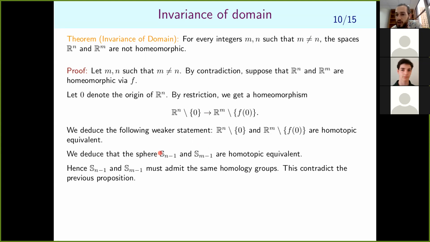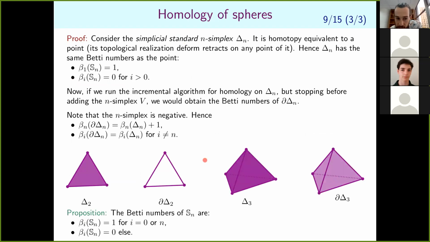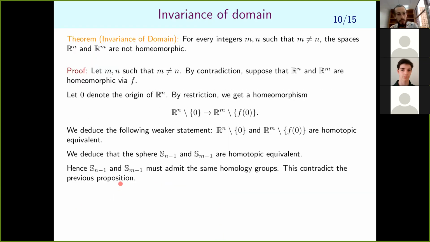If these spheres are homotopy equivalent, then they must have the same Betti numbers, right? But as we've seen here, the spheres of different dimensions do not have the same Betti numbers. Okay, the Betti numbers of the sphere are 1, 0, 0, 0, 0, 1. And the last one is at dimension n. So if you take two different n, you have different Betti numbers. And this is a contradiction. All right, this is it.